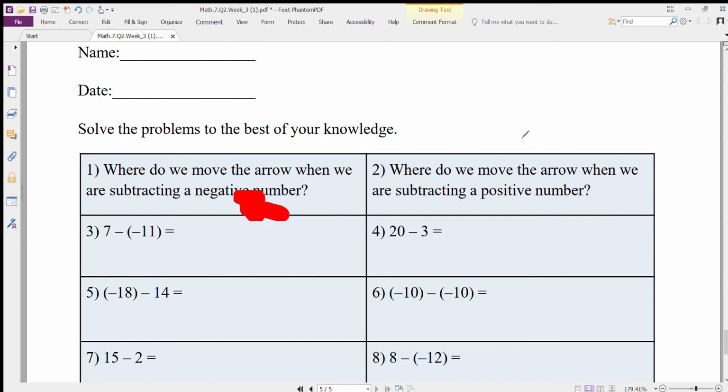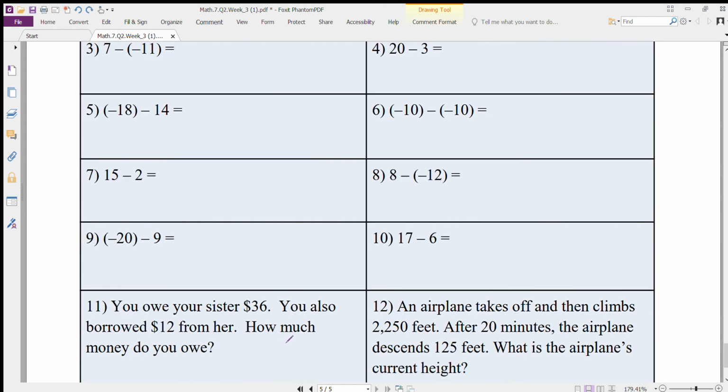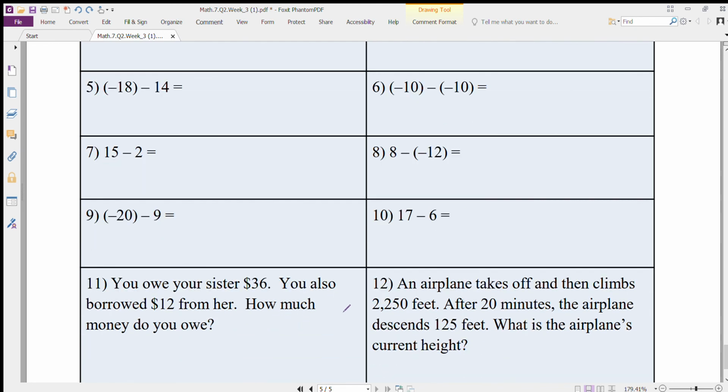Here, we have where do we move the arrow when we're subtracting a positive number. Here we're taking out the balloon on the basket, right? The basket has a balloon and weights. Here we take out the balloons. What happens to the basket? It goes down. So it goes negative, which is left. And I want you guys to try 3 to 10 on your own, and you can either choose 11 or 12.